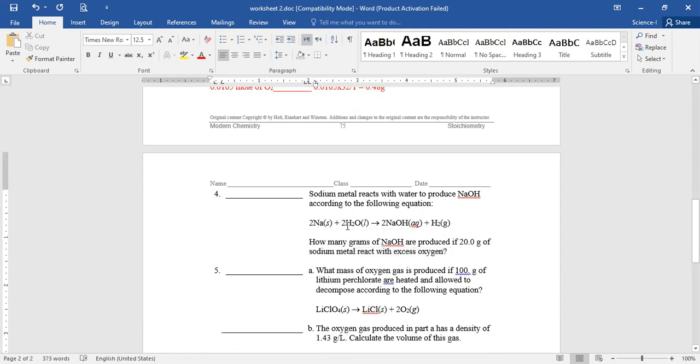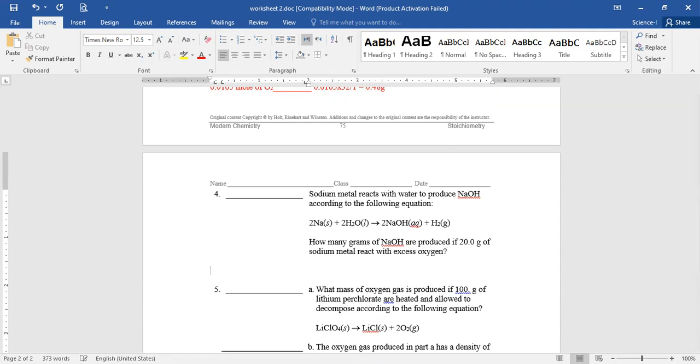Let's pass to the next one. Question number 4. He asks, sodium metal reacts with water to produce NaOH according to the following equation. How many grams of NaOH are produced if 20 gram of sodium metal reacts with excess water? So Sama, could you try now? Okay, so let's start here. First of all, we need to find the ratio between the moles. So how many mole of sodium produce how many mole of NaOH?